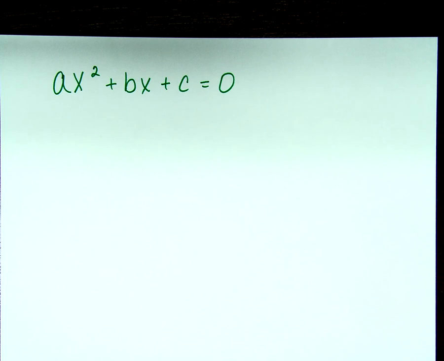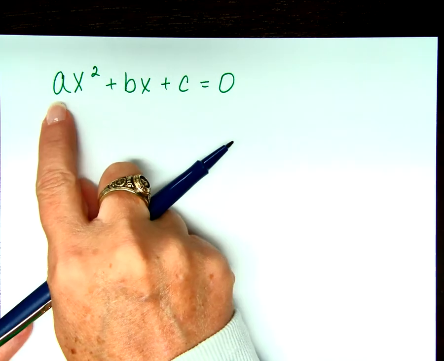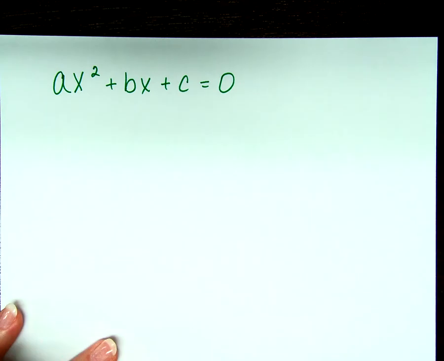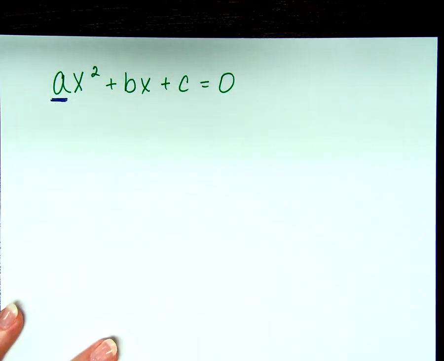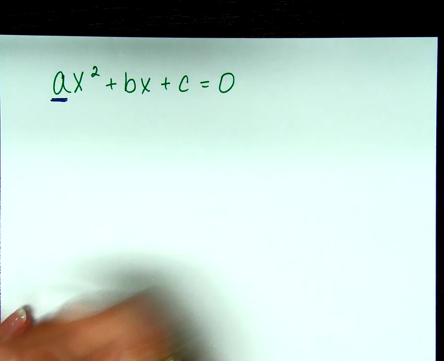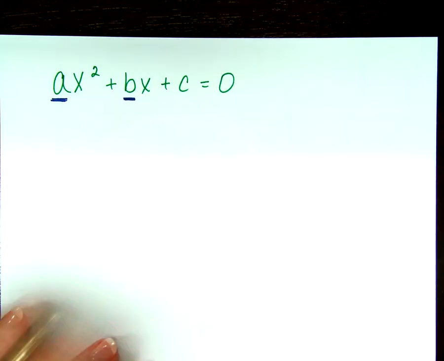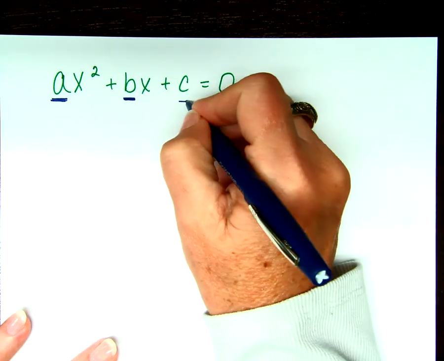Okay. Just to go back over some stuff that I already know that you know, but that is going to be important for us today. Where is the A? I mean, obviously you can see the A right here, but where is it always? It's with the x squared, right? That's our A. Where is the B always? In front of the x. And where's the C always? It's by itself. There's no variable with it.